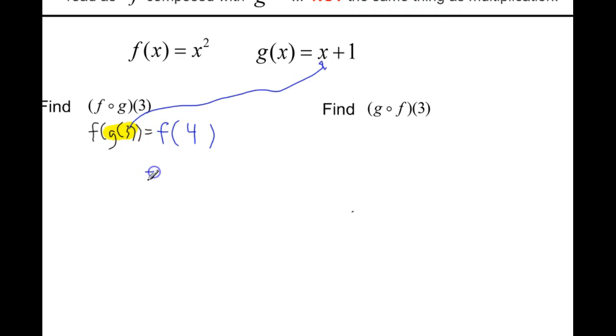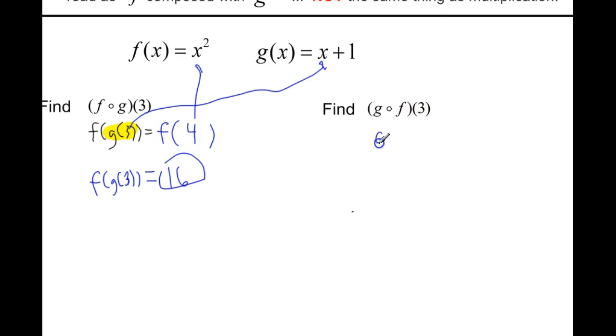Right? Now, how do I find f of 4? Well, now 4 gets plugged into the f function, so for x, we get x squared, which is 16. So f of g of 3, again, we're not dividing by 3 or dividing by g here, we're plugging in, is equal to 16. That is the composition of those functions.